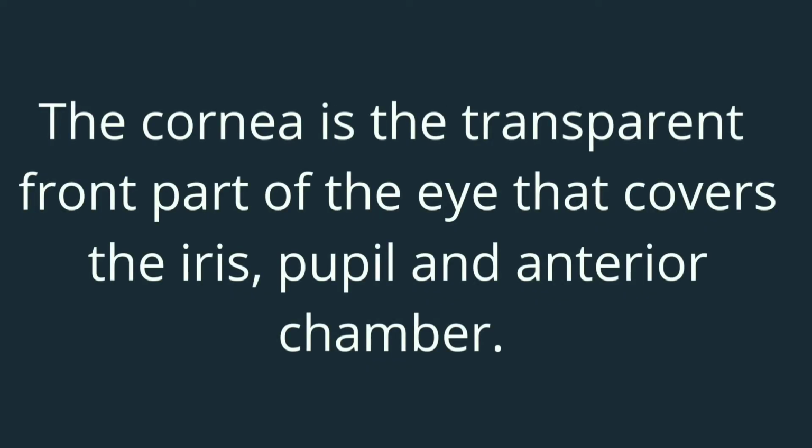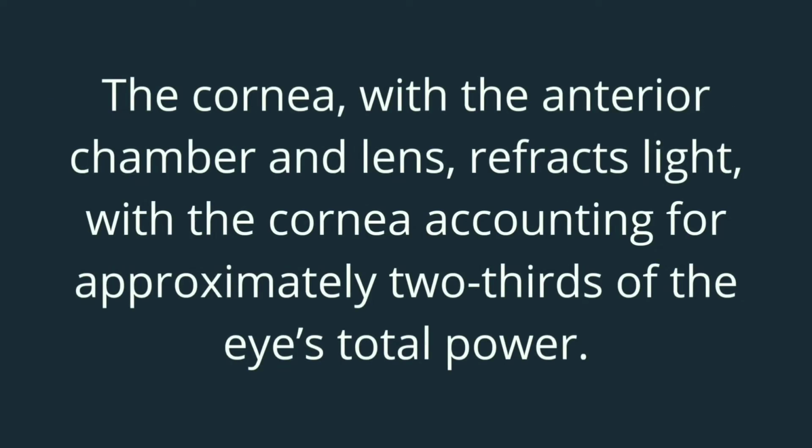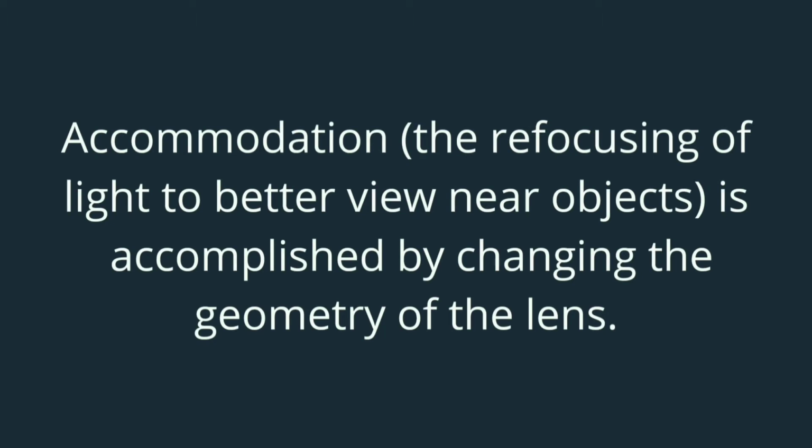The cornea is the transparent front part of the eye that covers the iris, pupil and anterior chamber. The cornea, with the anterior chamber and lens, refracts light, with the cornea accounting for approximately two-thirds of the eye's total power. In humans, the refractive power of the cornea is approximately 43 diopters, while the lens contributes most of the eye's focusing power. Its focus is fixed.